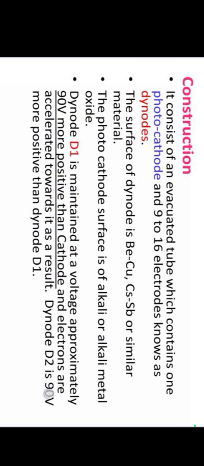The surface of the dynode is BeCu, CsSb or similar material. The photocathode surface is of alkali or alkali metal oxide. It consists of an evacuated tube which contains one photocathode and 9 to 16 electrodes known as dynodes. This is the construction.